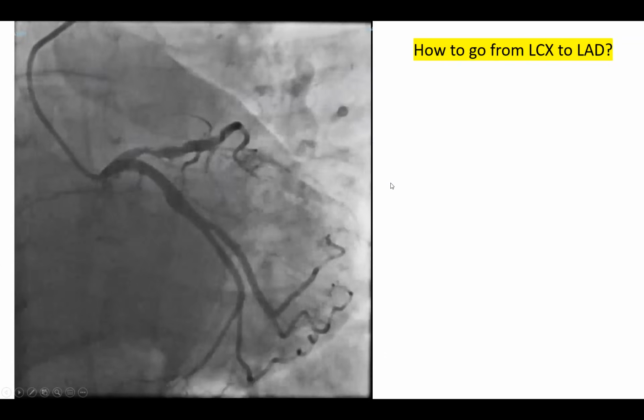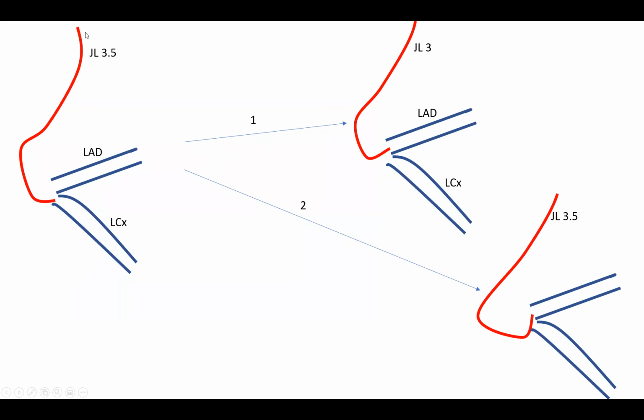The two best techniques are those. So when your Jutkins left 3.5 is in the circumflex, there are two ways of making it go in the LAD. The one I want the fellows to always answer me when I ask them in the cath lab how to go to the LAD is this.